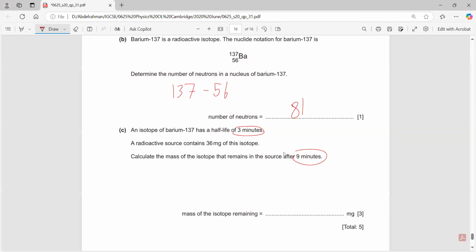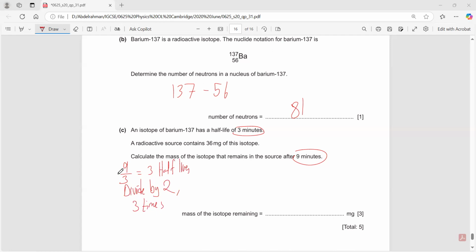So basically, I need to find how many half-lives will happen. 9 divided by 3 is 3 half-lives. What do I mean by 3 half-lives? Divide by 2, how many times? 3 times. What is the number that I will divide by 2?